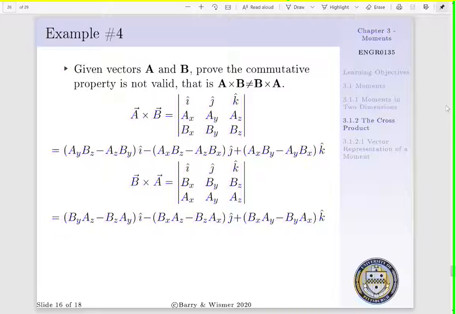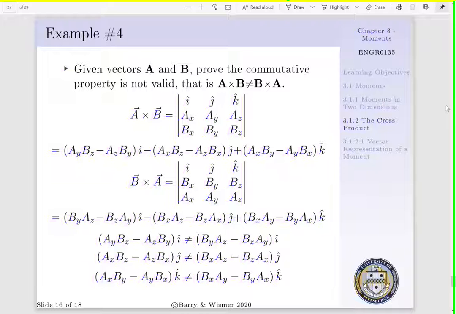Now we can compare our respective principal terms, i.e. what's existing in our X, Y, and Z directions. If we compare the X direction, for A cross B, we'd have (AY BZ minus AZ BY) I hat. And this is not equal to (BY AZ minus BZ AY) I hat. We see the term on the right-hand side is the negative of the term on the left-hand side.